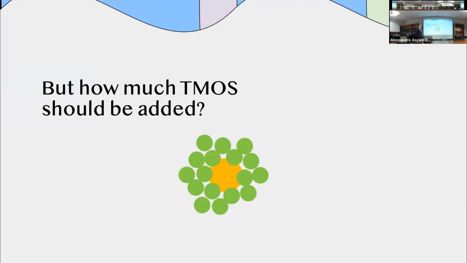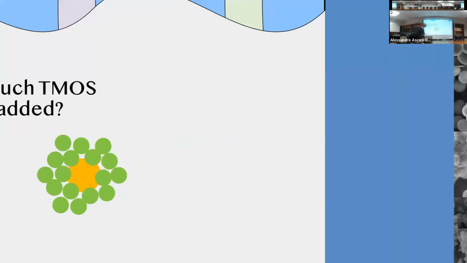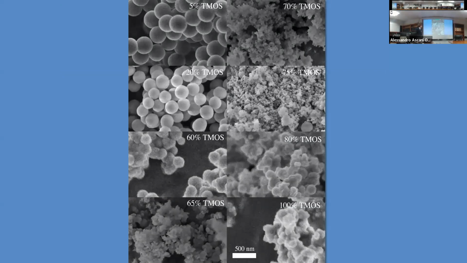The problem is now, how much TMOS should we add in the reaction compared to the TiOS? Running a brief study on the concentration of TMOS as orthosilicate, we noticed that for lower amounts of TMOS, 5%, 20%, no big change was basically noticed in the particles.